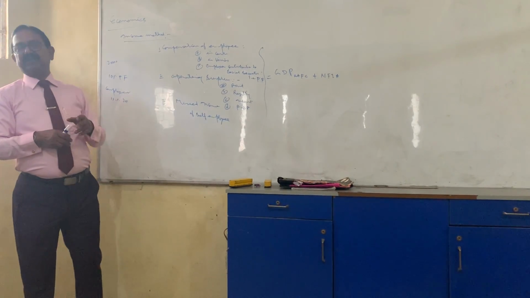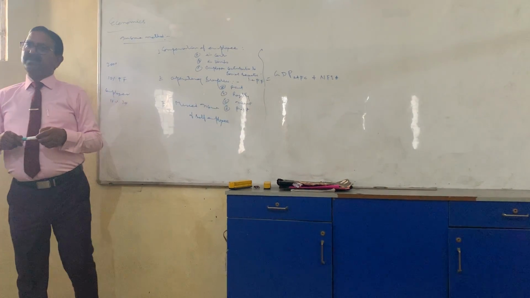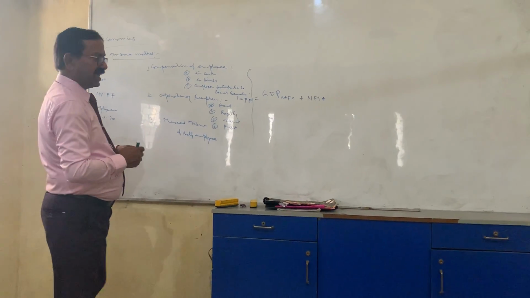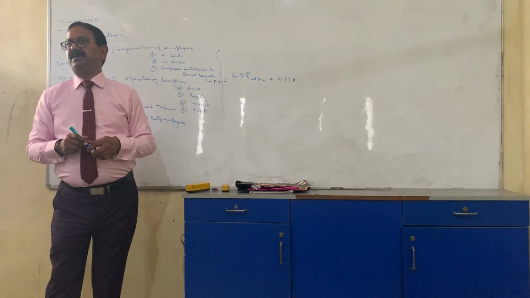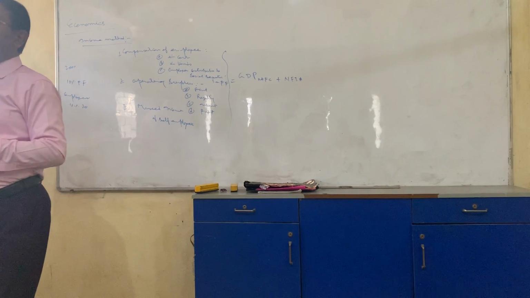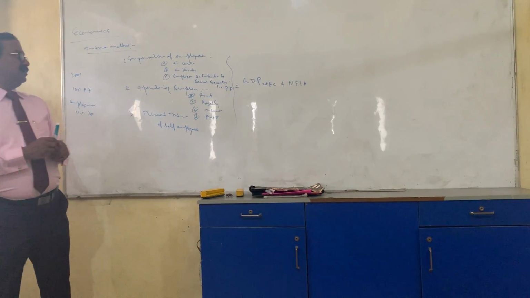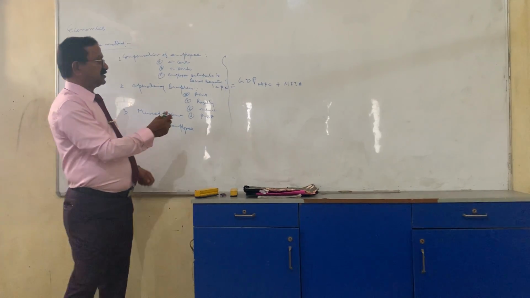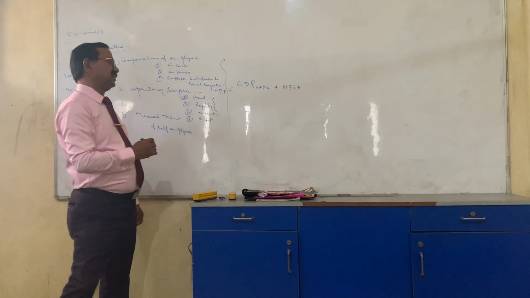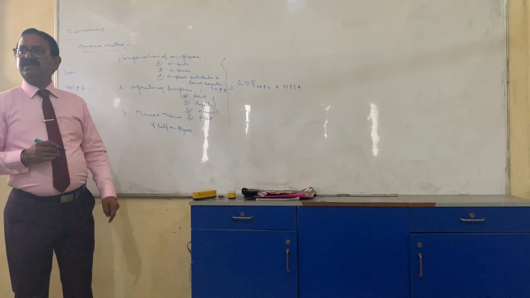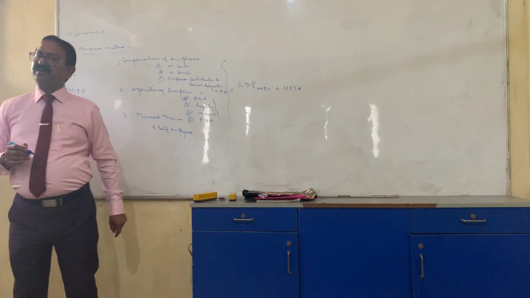So it's clear, I think, compensation. Then operating surplus. Operating surplus means income from property and entrepreneurship. Property income consists of rent, royalty, and interest. And profit is entrepreneurial income.